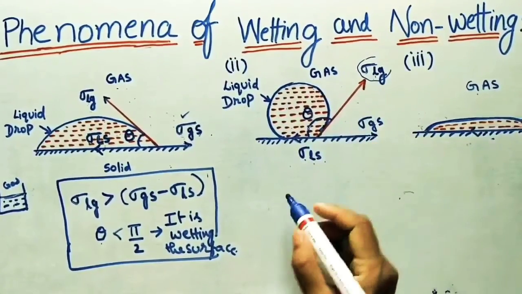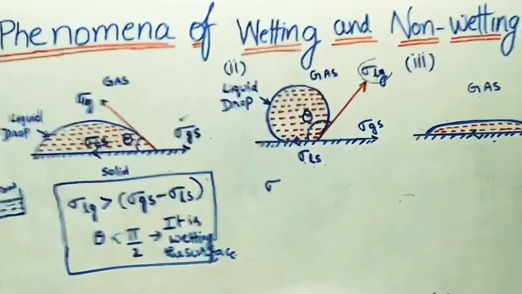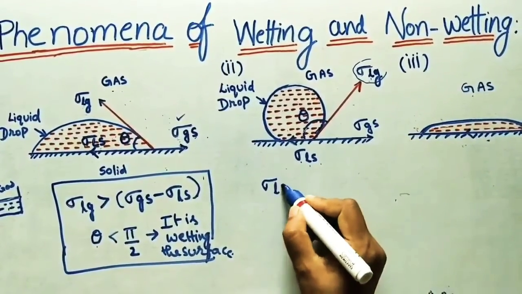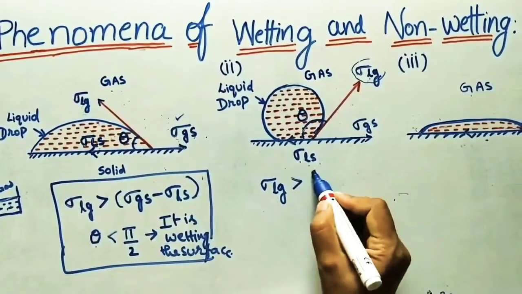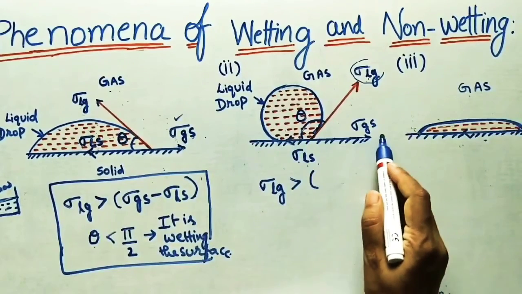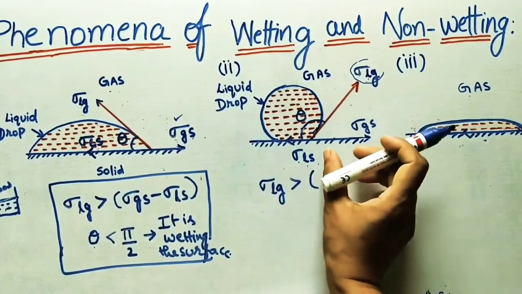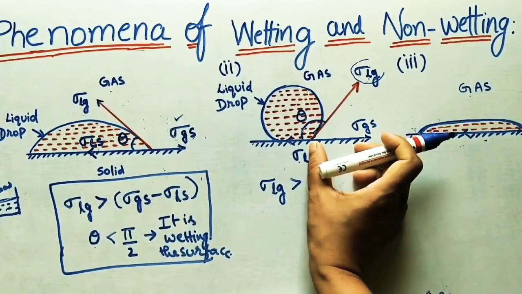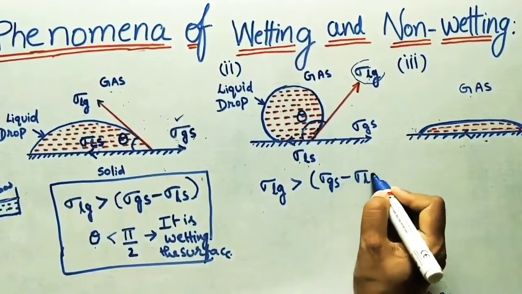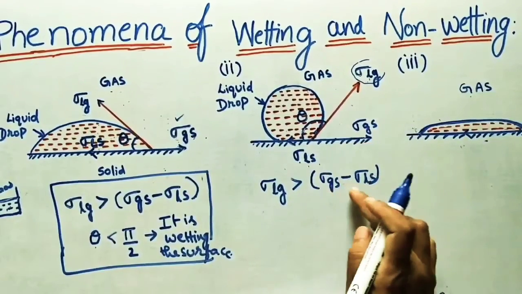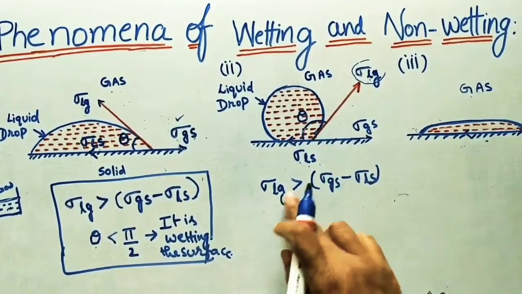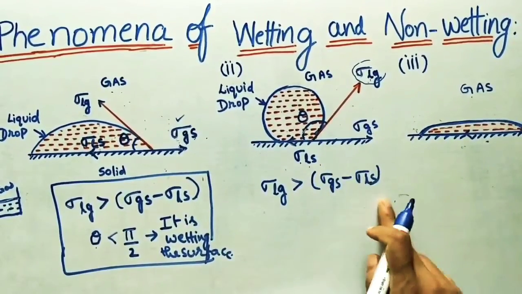So the condition for equilibrium is the same thing I will write here. Sigma Lg is greater than the difference between these two, because this is acting in this direction and this is in the reverse direction. We are taking here sigma Gs minus sigma Ls. This difference should be less compared to this value. Here I have written that for equilibrium, sigma Lg is greater than these two difference.